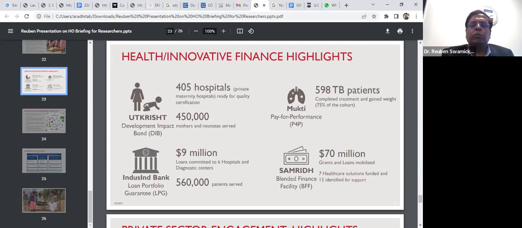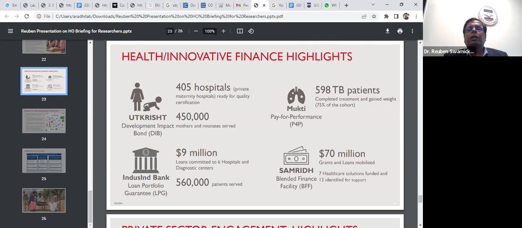Bottom left, loan portfolio guarantee through IndusInd Bank, where the bank commits at least $9 million with backing of USAID funding. And the implementer is able to provide service to over 550,000 patients, and ensuring that the loan can be wiped out with ease. So really at the end of it, nobody loses. The bank gets their money back, patients get the benefit, facilities are now benefited because their standards of quality have improved. And USAID is just happy to support such a thing.